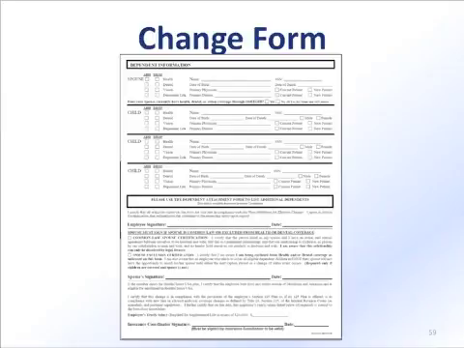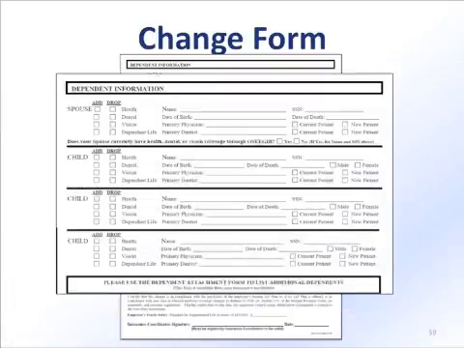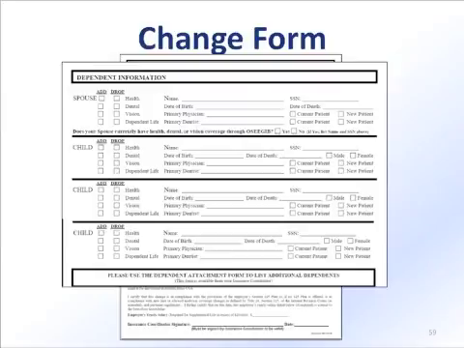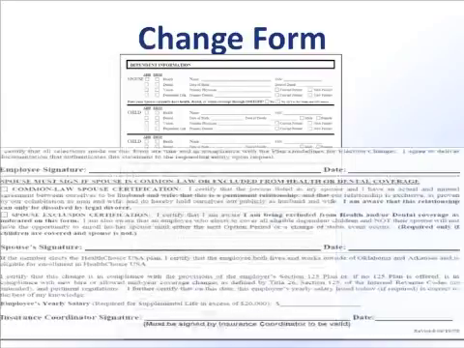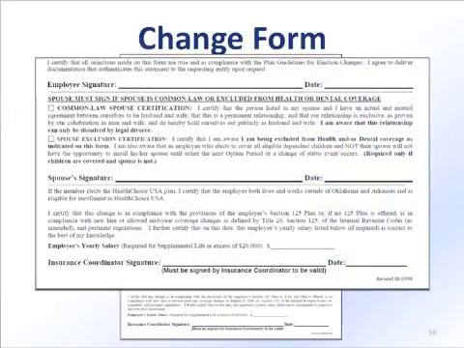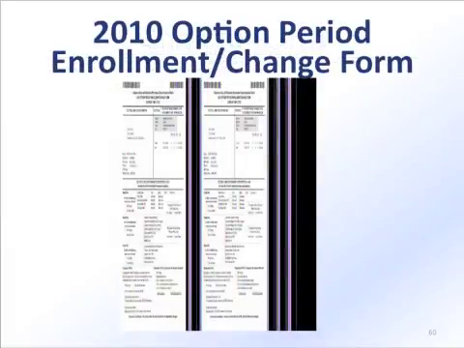The back of the insurance change form is used to make coverage changes for your dependents. Clearly mark any changes and then sign and date your form. Remember, your spouse must sign the spouse exclusion certification if appropriate.